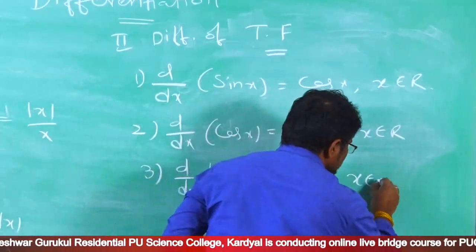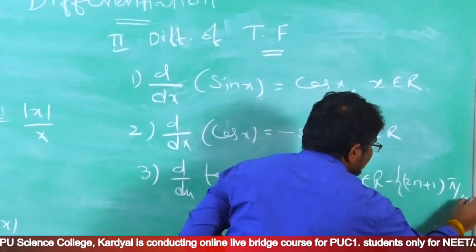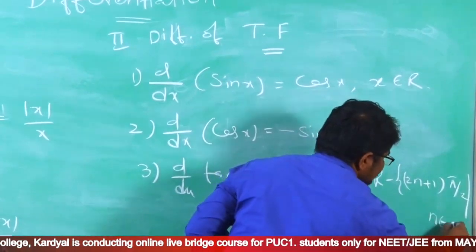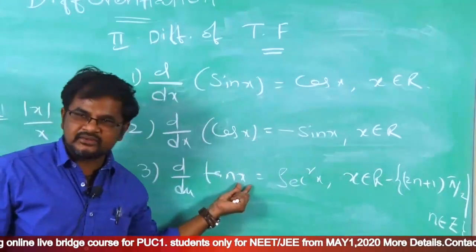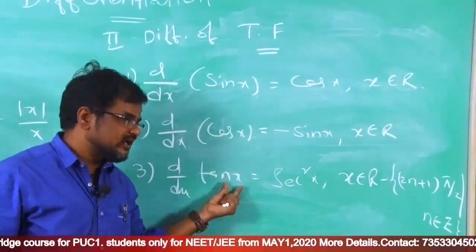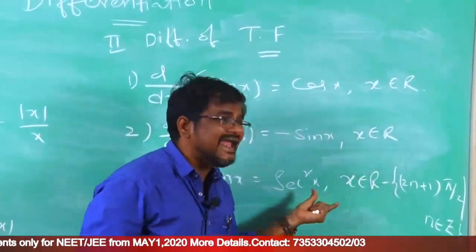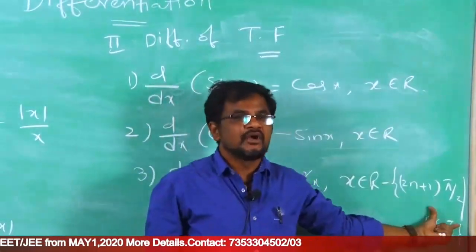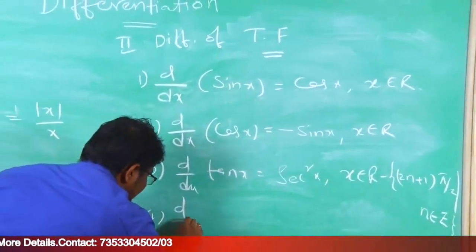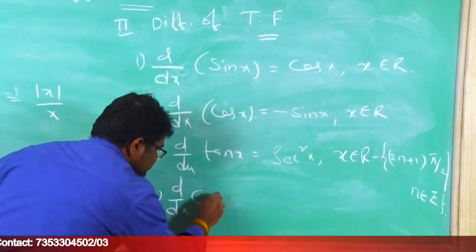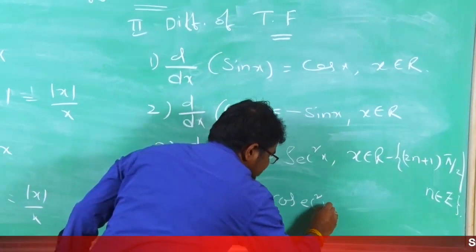Here x belongs to R minus (2n plus 1) pi by 2, such that n belongs to integers. Since at x equal to pi by 2, 3 pi by 2, minus pi by 2, tan does not exist. So that's why we can take all the real numbers except what? Odd multiples of pi by 2.